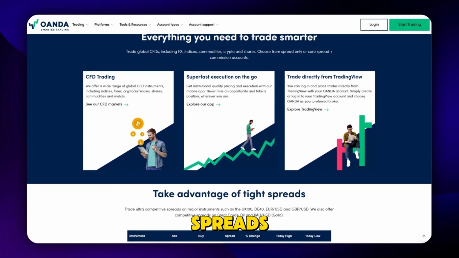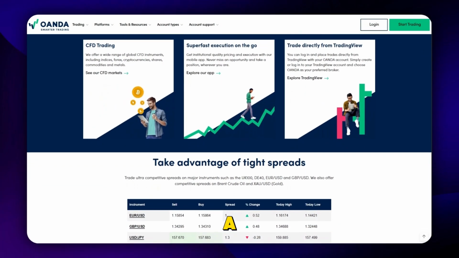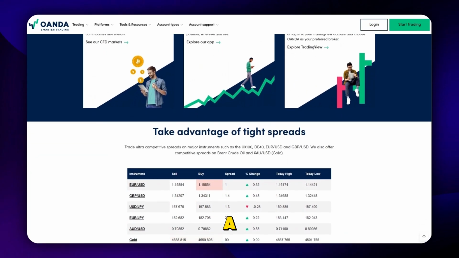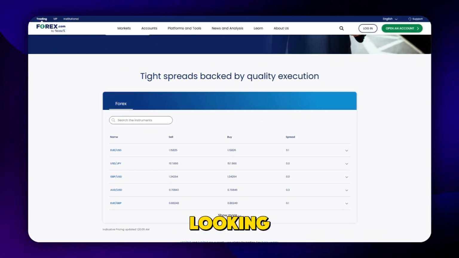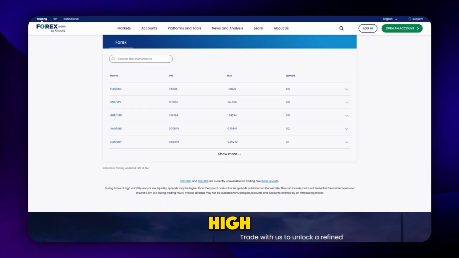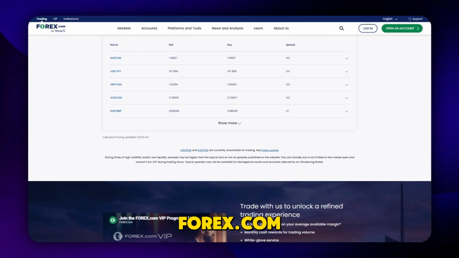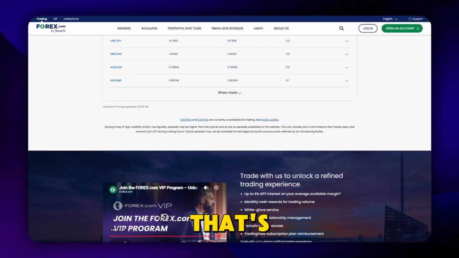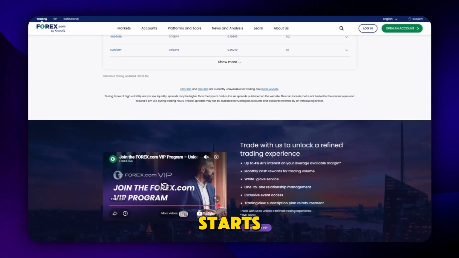If you want lower spreads, no minimum deposit, and a simple experience, OANDA is a great option. But if you're looking for advanced tools, flexible pricing models, and better conditions for high-volume trading, then Forex.com might be the stronger pick. And that's where the real difference finally starts to make sense.